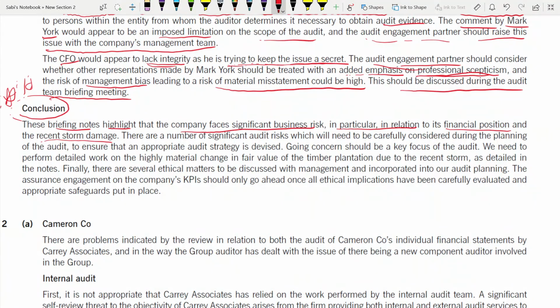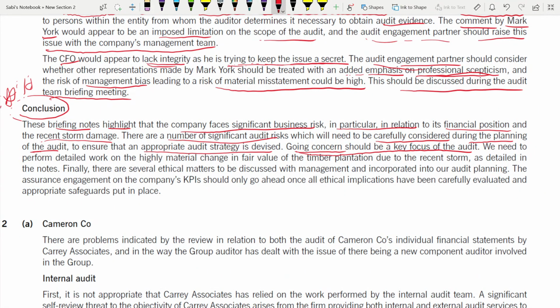There are a number of significant audit risks as well, the second requirement, which will need to be carefully considered during the planning of the audit. When do you see the audit risk? During the planning of the audit, to ensure that an appropriate audit strategy is devised. Going concern should be a key focus of the audit. Something which is very important, a key risk, not everything you are writing. This is the audit risk, this is the business risk, not all the risk you are writing in your conclusion. Out of all the audit risks, you have to use your judgment.